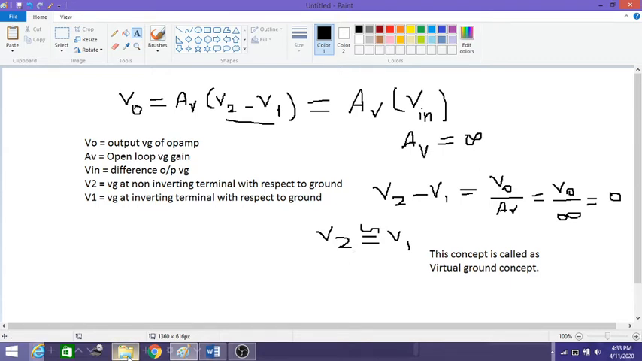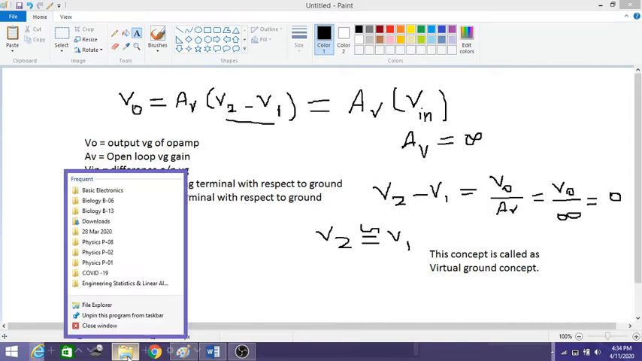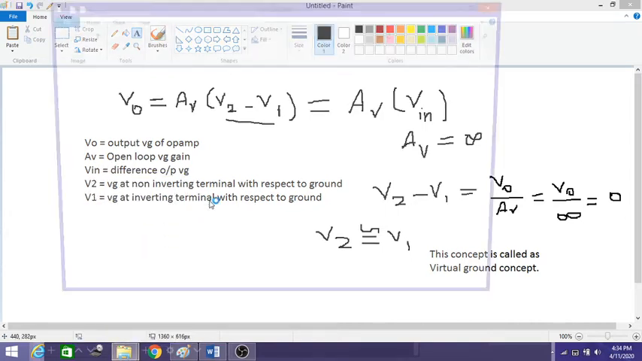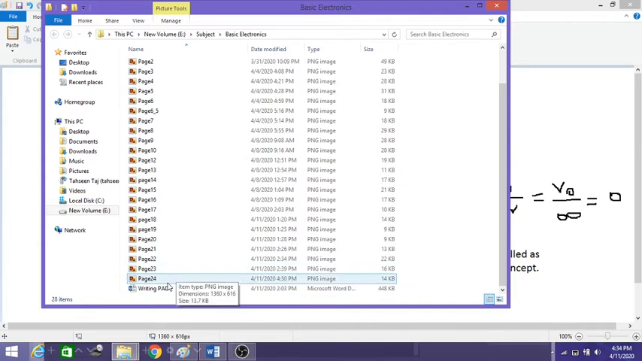Now let us come back to our previous page that we had written.